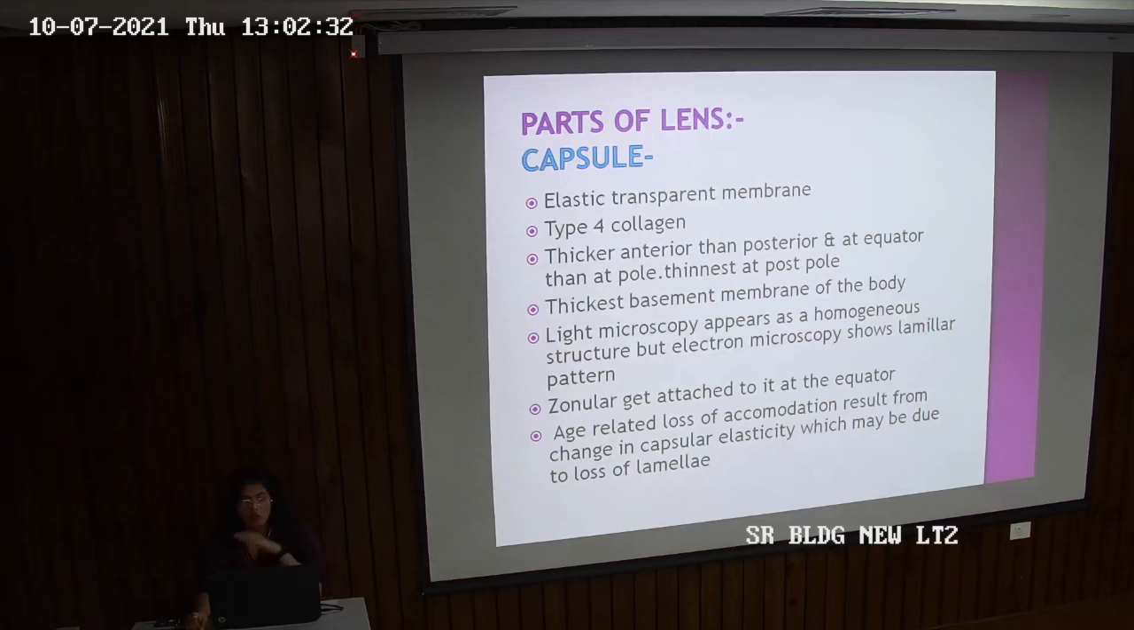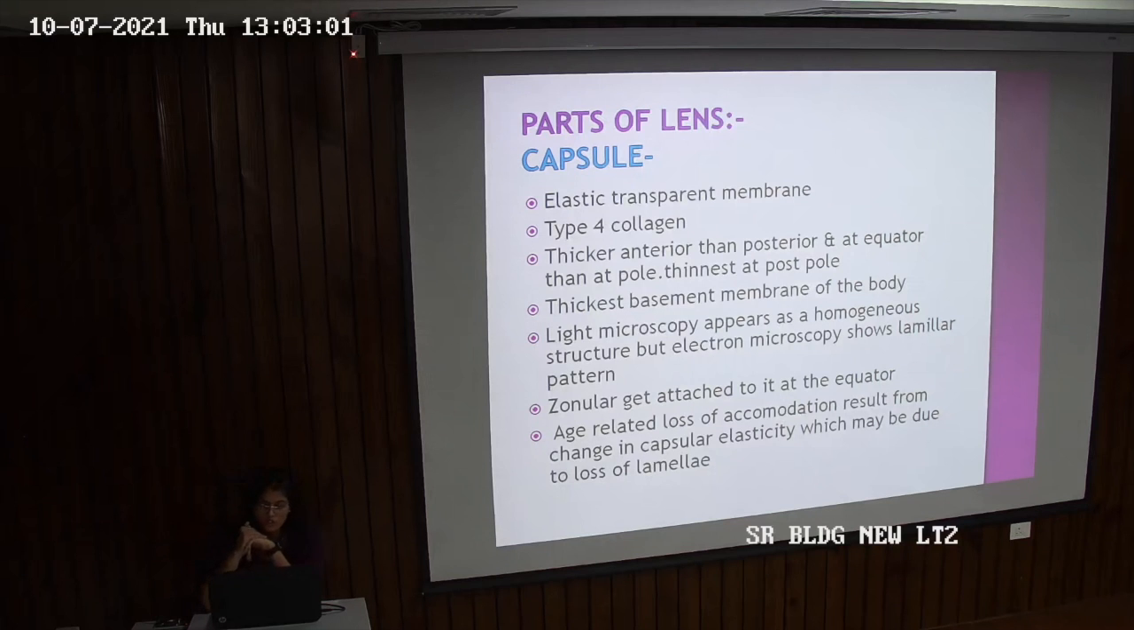Thicker anterior. Now what happened? I told you there is an anterior part of the capsule and a posterior part of the capsule. This capsule surrounds the whole of your lens, so the anterior part is termed the anterior capsule, and the posterior one the posterior capsule. Now here is the point: the anterior one is the thickest and the posterior one is the thinnest, at the posterior pole. And why is it so? That I'll let you know further.